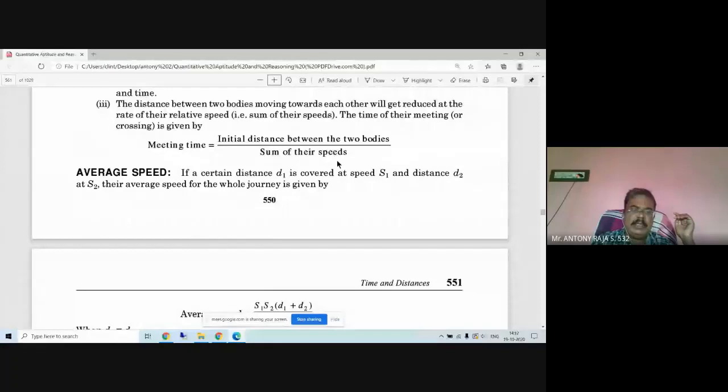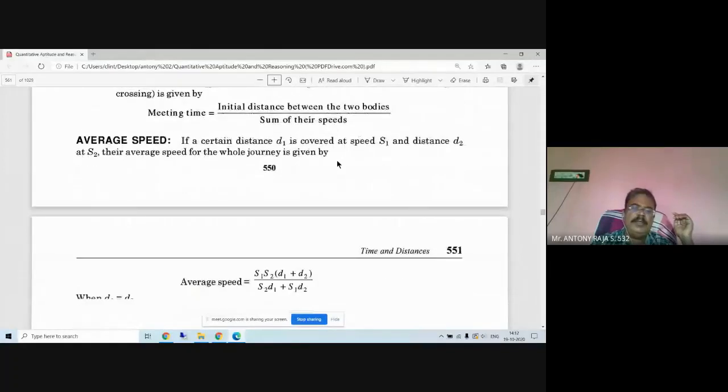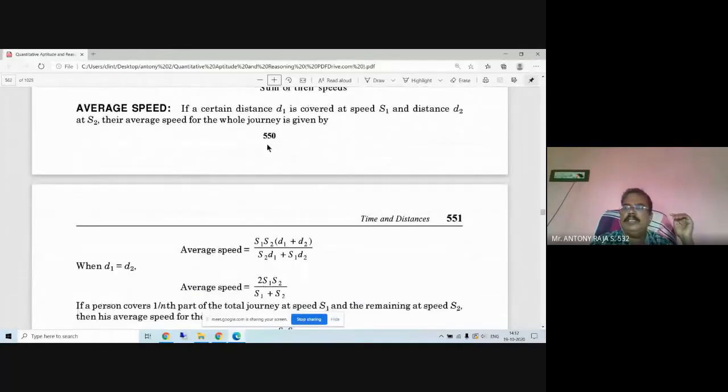Next formula is average speed. Note this on page number 550. This type of problem you can expect in the next assessment test. Average speed: if a certain distance d1 is covered at a speed of s1 and distance d2 at s2, their average speed for the whole journey is given by... What is the meaning of this?